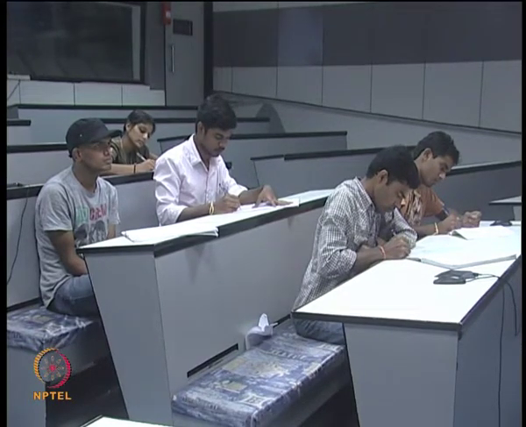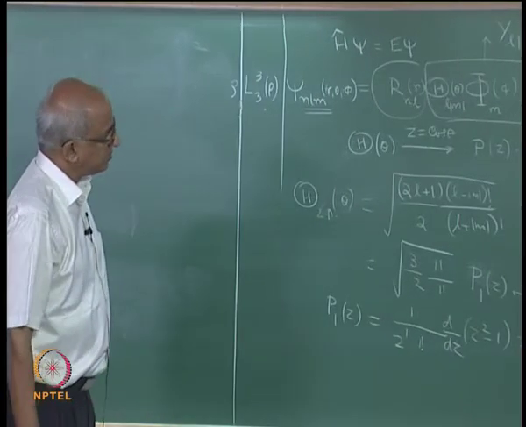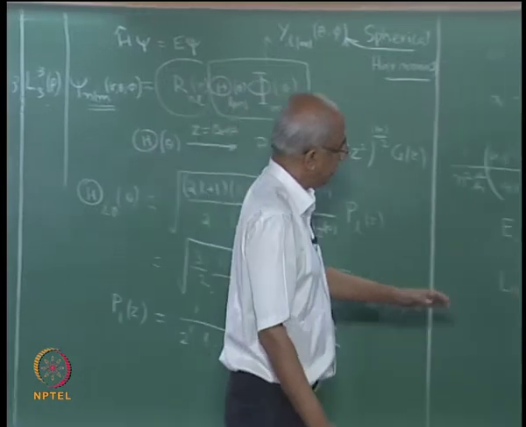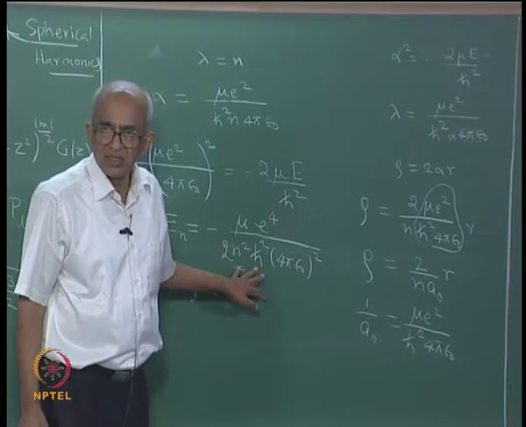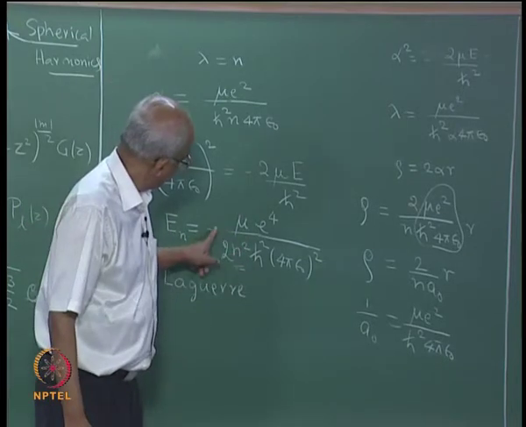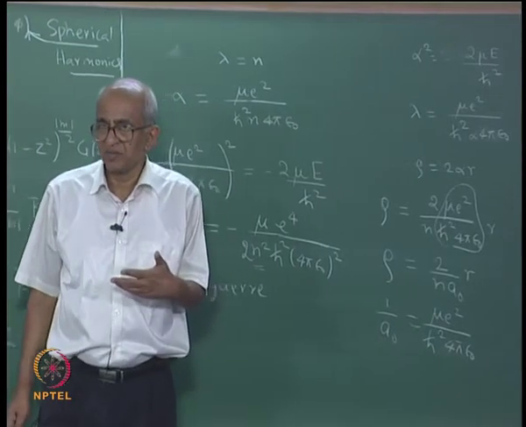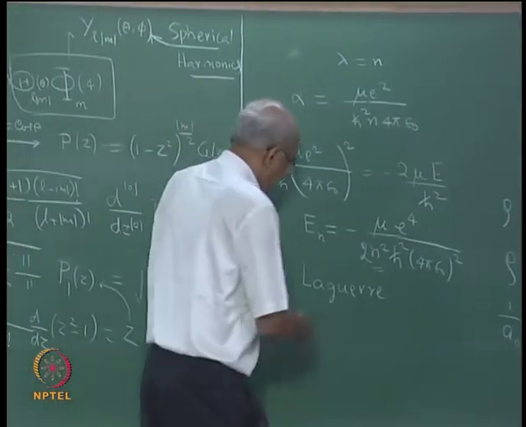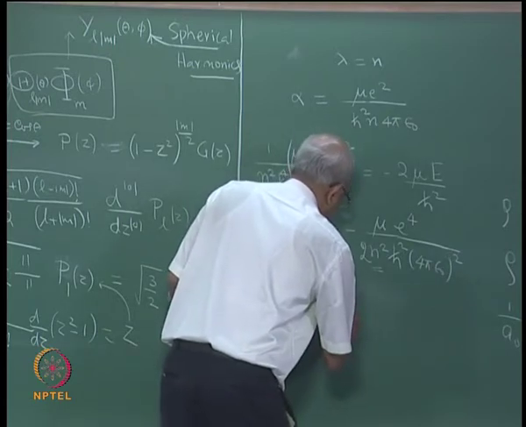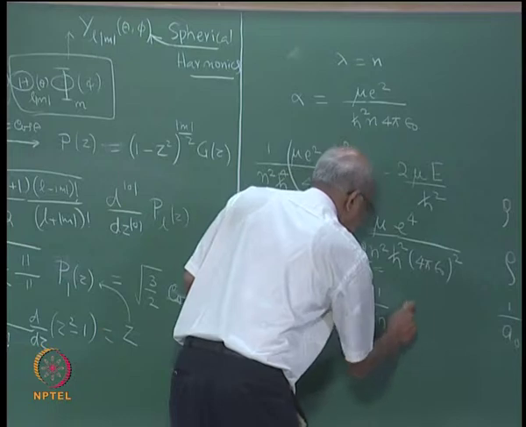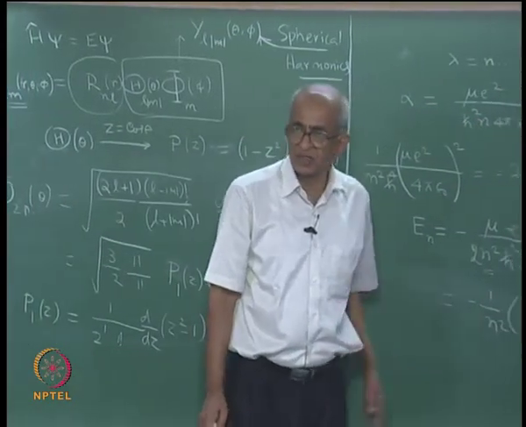If we looked at the expression for energy, where is my expression for energy? The expression for energy is actually sitting here, right. You find that there is this minus 1 by n square. The energy is of the form minus 1 by n square into something which is a constant. That is how the form of the energy is.